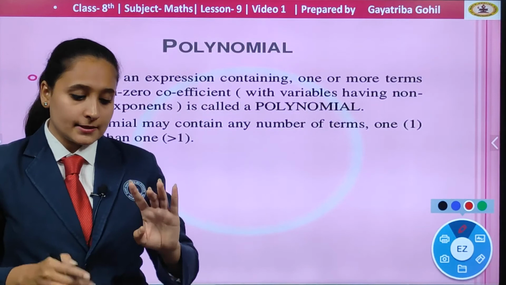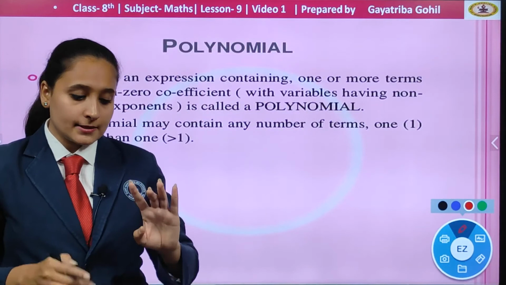3 minus pq plus qr minus p. How many terms are there? 4 terms are there: 3, minus pq, qr and minus p, and their coefficients will be 3, minus 1, 1 and minus 1. Then we have x by 2 plus y by 2 minus xy. So, 3 terms, x by 2, y by 2 and minus xy. Coefficients 1 by 2, 1 by 2 and minus 1.